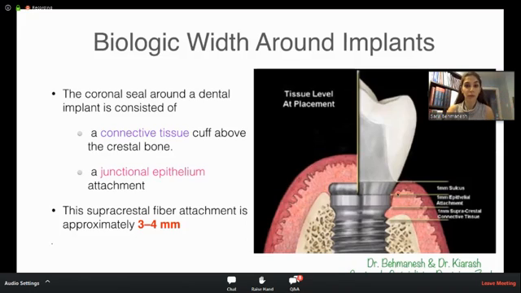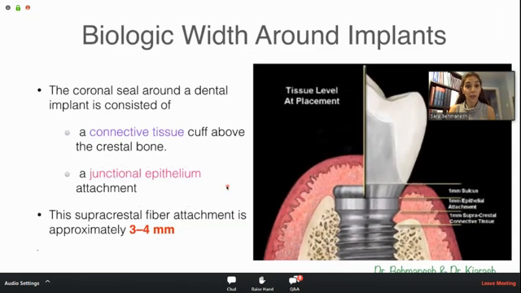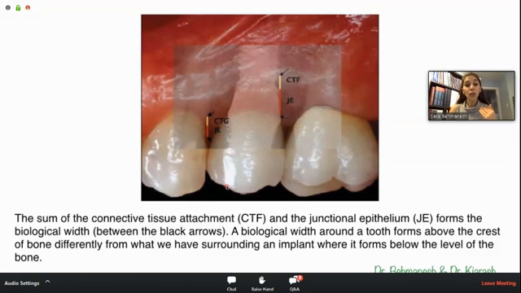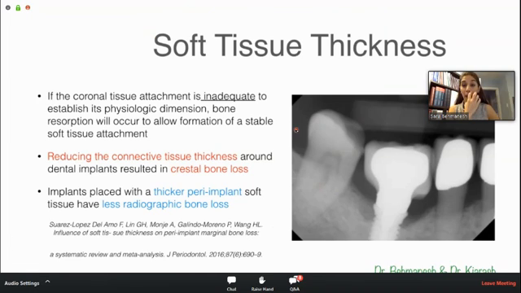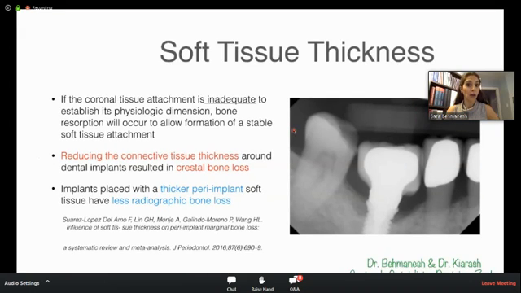These are the factors that we can talk about the whole day to get the aesthetics we want. So again, this picture shows that the biologic width is always supracrestal around the tooth. However, around the implant it is subcrestal. So the bottom line is, if it's a bone level implant, put your implant slightly subcrestal, and make sure you have adequate tissue thickness on top of your implant, so there is enough room for the biologic width formation.